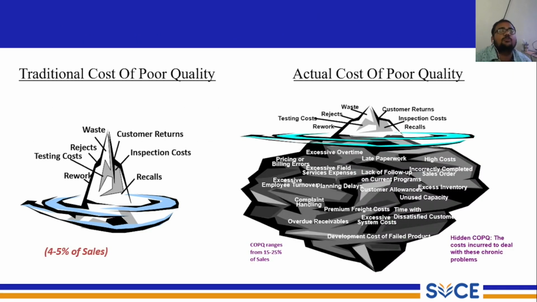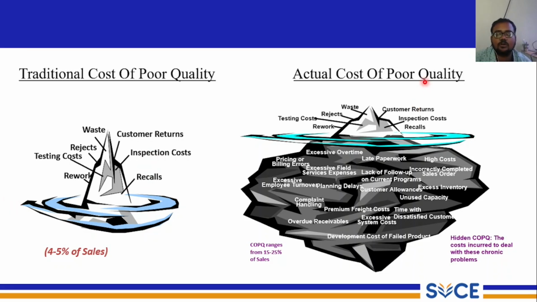Traditionally, the cost of poor quality is seen as something of this category, where it is only about looking after the waste or looking after the rejections, reworking, recalls, customer returns, inspection costs, which is probably contributing to 4 to 5% of the sales.